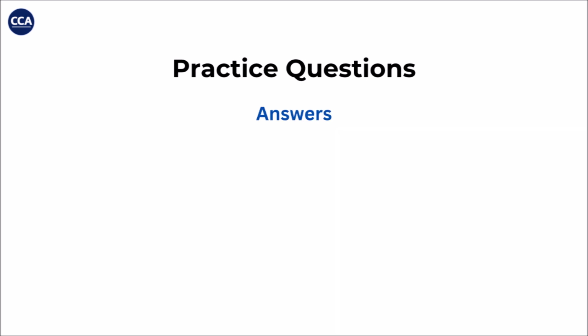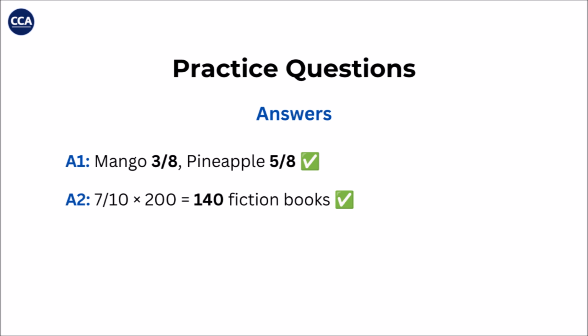Here are your answers. Answer 1. Total parts, 3 plus 5 equals 8. Mango, 3 over 8. Pineapple, 5 over 8. Answer 2. Total parts, 7 plus 3 equals 10. Fiction fraction, 7 over 10. Fiction books, 7 over 10 multiplied by 200 equals 140 books.